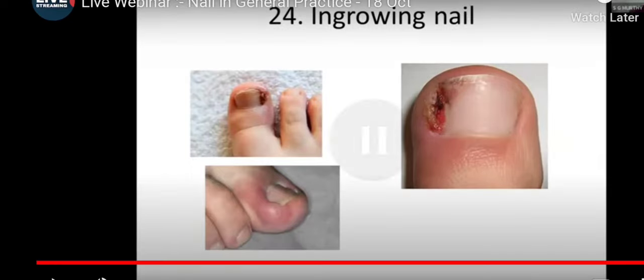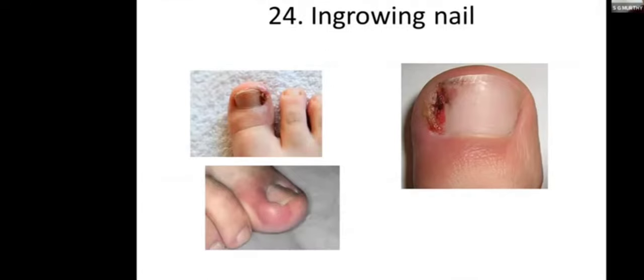Then the first thing is to tell them, usually they are wearing shoes and other things, you know, tight footwear. Tell them to not use that tight footwear. If they do that, it will allow it to heal a bit. Give some antibiotics and painkillers.